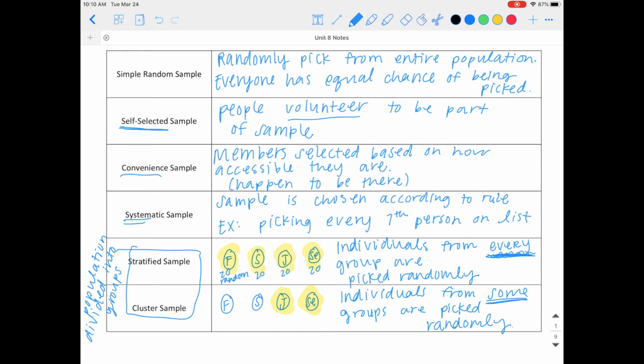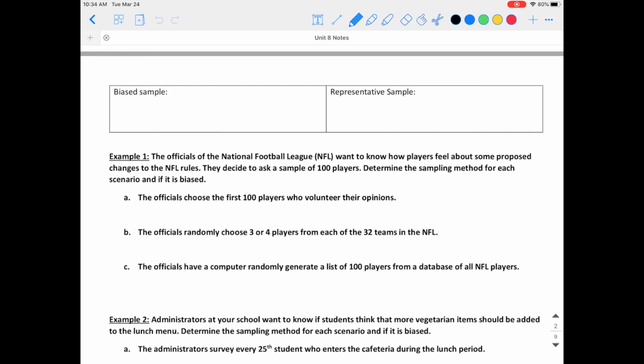Okay, so those are the different types of sampling methods. The last thing we have to talk about before we move on to some actual examples is the difference between a biased sample and a representative sample. That has to do with what we were talking about earlier, that a sample really should be a small version of our population, because if it's not, it has the opportunity to be biased. So a biased sample does not represent the population.